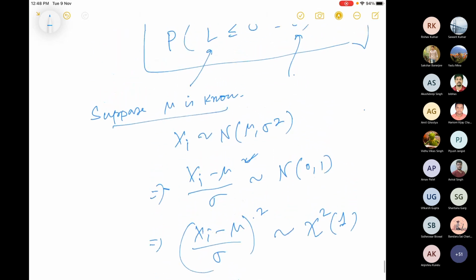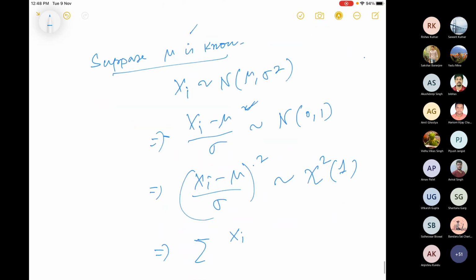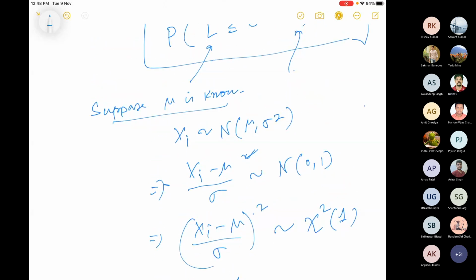Sir, here mu is the population mean, right? Yes. So I am trying to estimate the population variance, not the population mean. But mu is known. Mu can be unknown also. We'll deal with it separately.